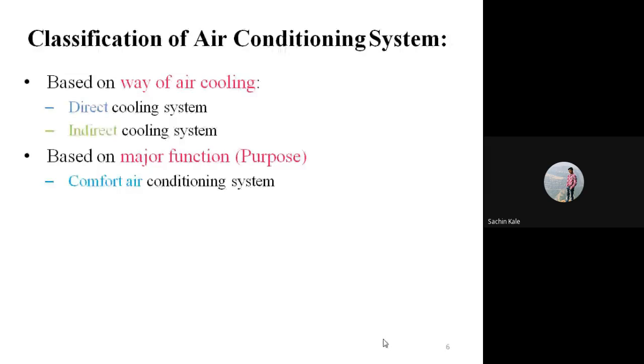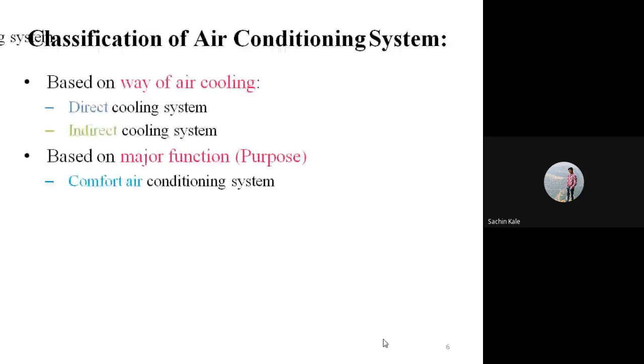You have to keep in mind that in comfort air conditioning system, our main focus is to obtain comfort for human beings, as well as to maintain the health of human beings, as well as to increase the efficiency of human beings. The second purpose is nothing but industrial air conditioning system.